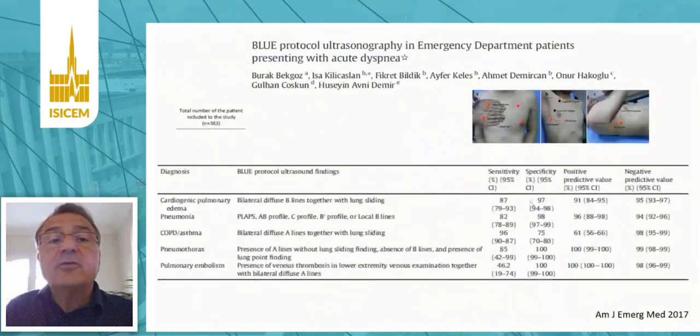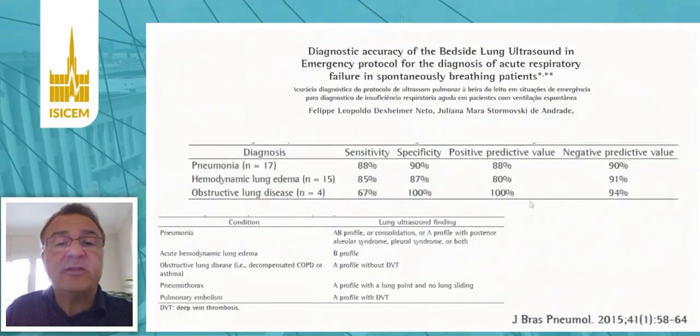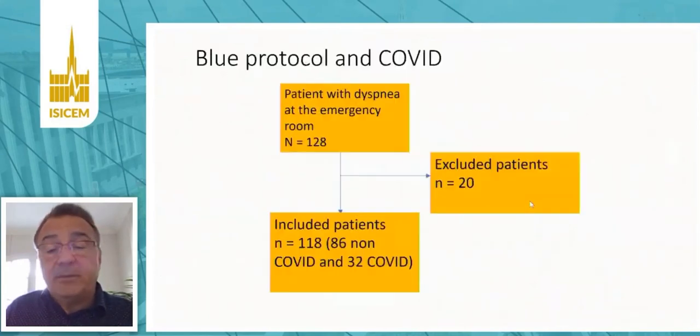Many different studies confirmed that the Blue Protocol is really useful in the emergency department with patients presenting with acute dyspnea. This study included 383 patients. You see that the specificity is very high again, except for COPD patients, and the sensitivity is high, except for pulmonary embolism. Another study demonstrates again that the specificity and sensitivity are high, except for the sensitivity in COPD patients.